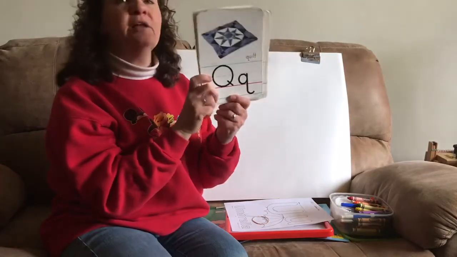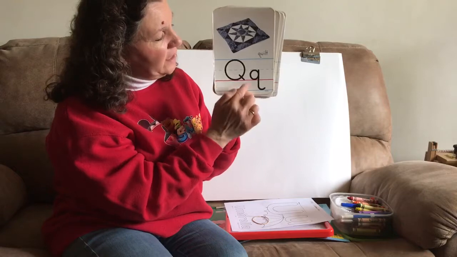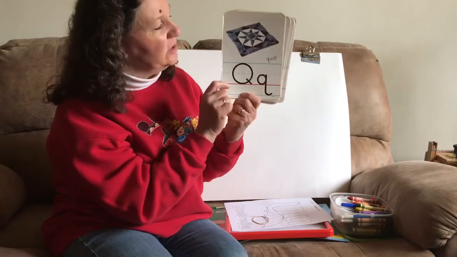And then we have the letter Q. We have our capital Q that looks like an O with a tail, and our lowercase q that kind of looks like the lowercase g, only it hooks the other way.